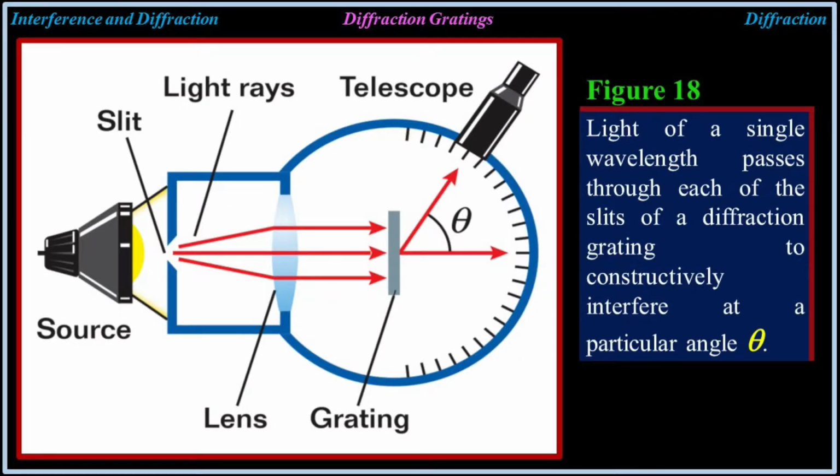Figure 18. Light of a single wavelength passes through each of the slits of a diffraction grating to constructively interfere at a particular angle, theta. This is a fairly important figure. Study this very carefully. Those angles are smaller than it appears in the figure.